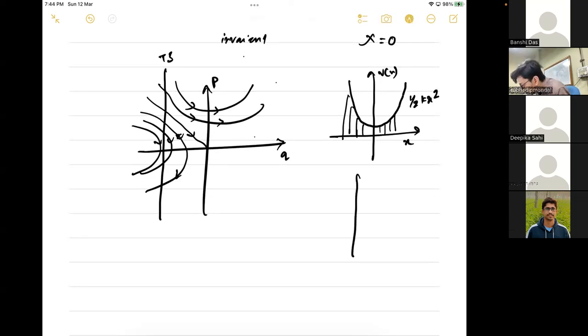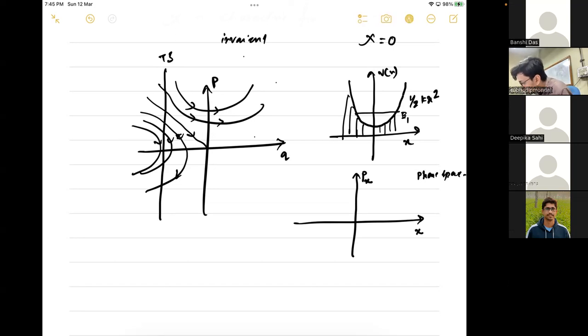Phase space means there are two axes here. For 1D also there are two axes: one is x and one is p_x. Got it? There is a momentum and there is a coordinate. That means it is phase space. What will it look like? Let's say for this particular energy, E1.